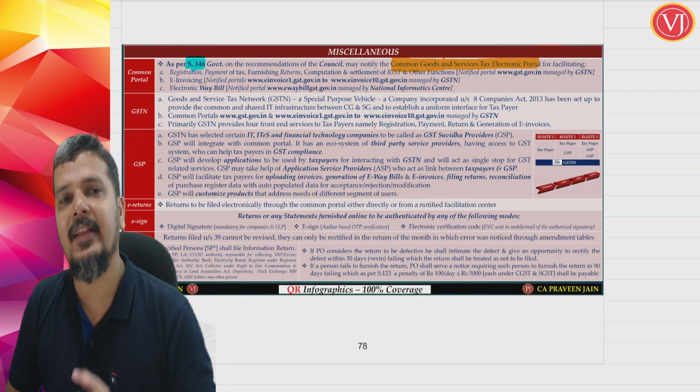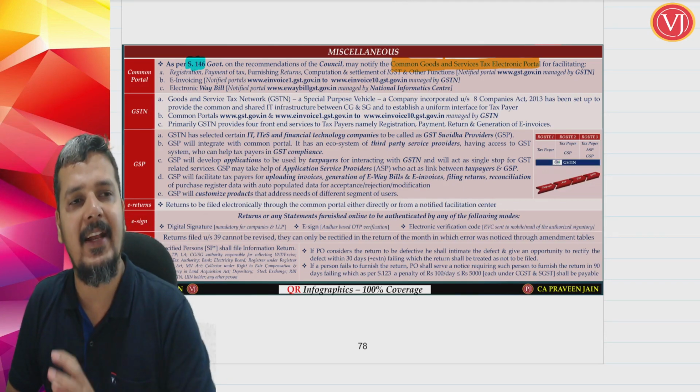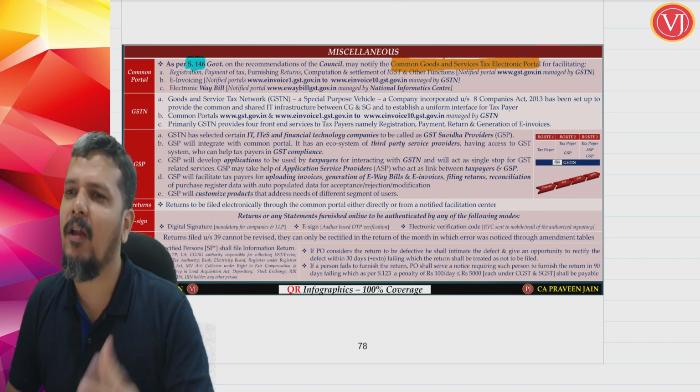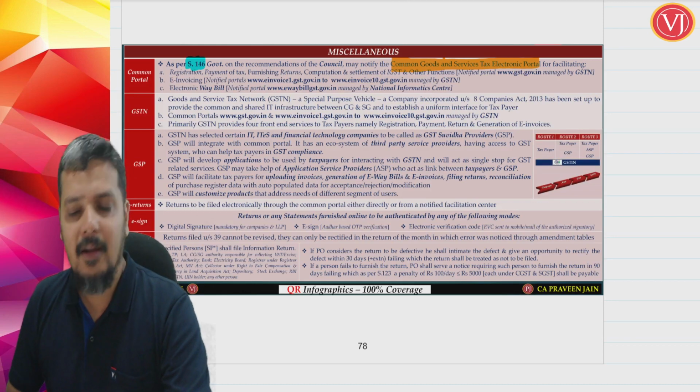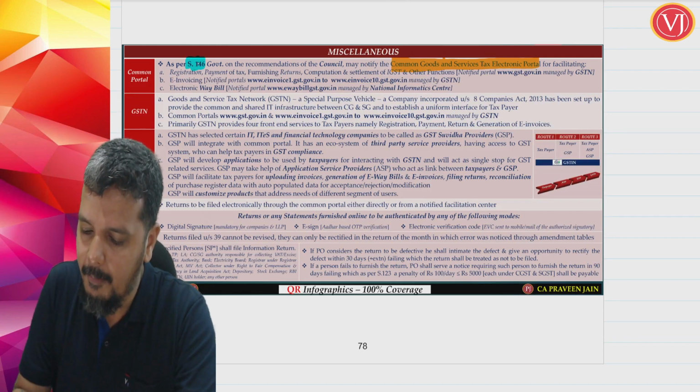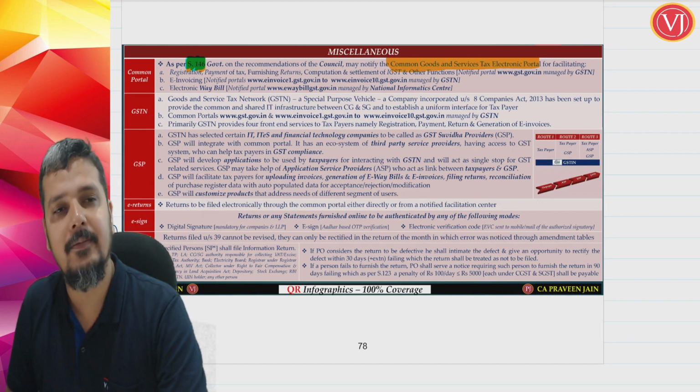If a company is working in Tamil Nadu and Maharashtra, Tamil Nadu VAT will be separate and Maharashtra VAT will be separate, and they will have two separate portals. The law itself will be different, therefore the portal obviously will be different. Now you have a common law, therefore a common Goods and Service Tax portal.